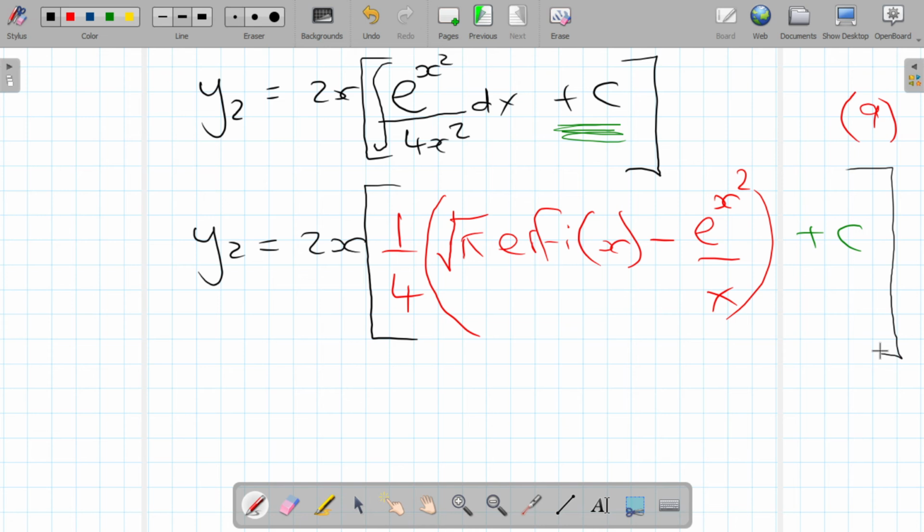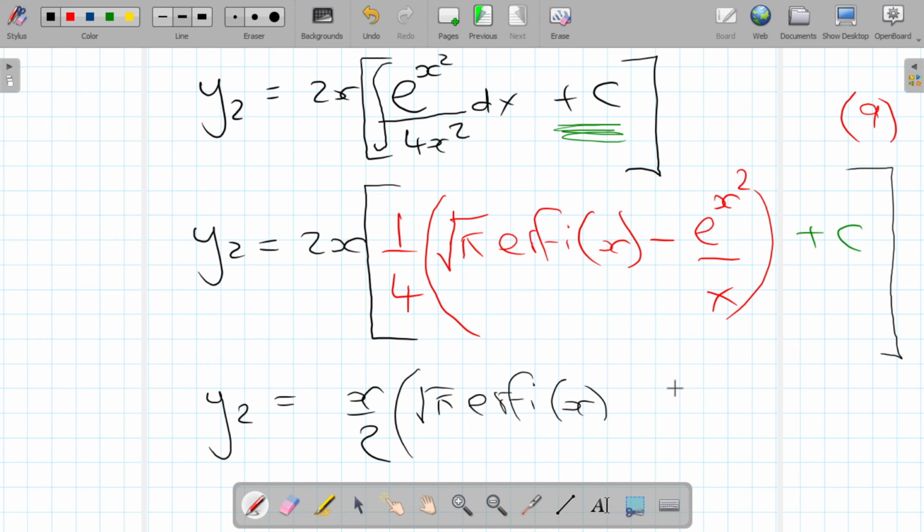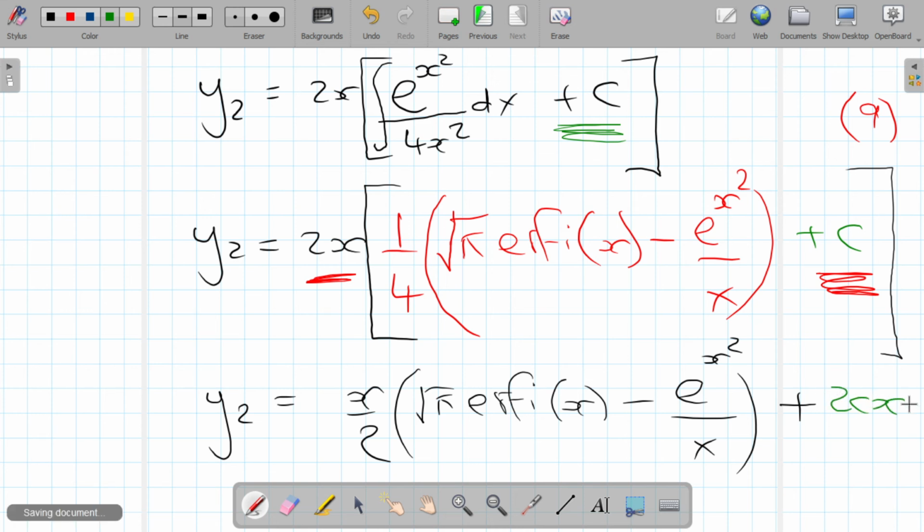Well, can we simplify it really in any meaningful way? We could multiply things out. So we've got y2 equals, well, 2x times a quarter is just x over 2 times root pi times the imaginary error function of x minus e to the x squared over x, close bracket, plus, well, this constant here gets multiplied by the 2x there. So we will write that in green, so we get 2cx. Now, that is our second linearly independent solution.